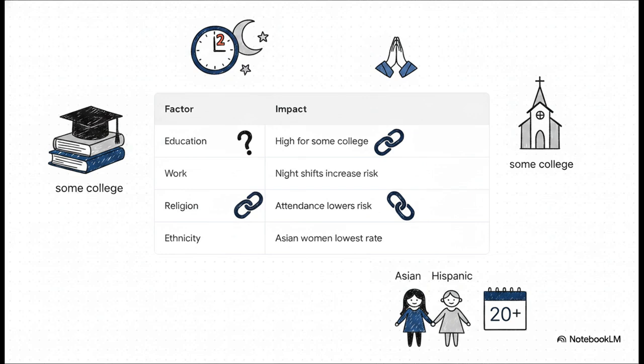We also see clear correlations with education, where the highest rates are for women with some college but no bachelor's degree. On the flip side, high religious involvement is negatively associated with divorce. And demographic groups like Asian women and Hispanic men show the highest predictions for marriages lasting over 20 years. It really highlights how deeply our external circumstances seep into our internal relationships.